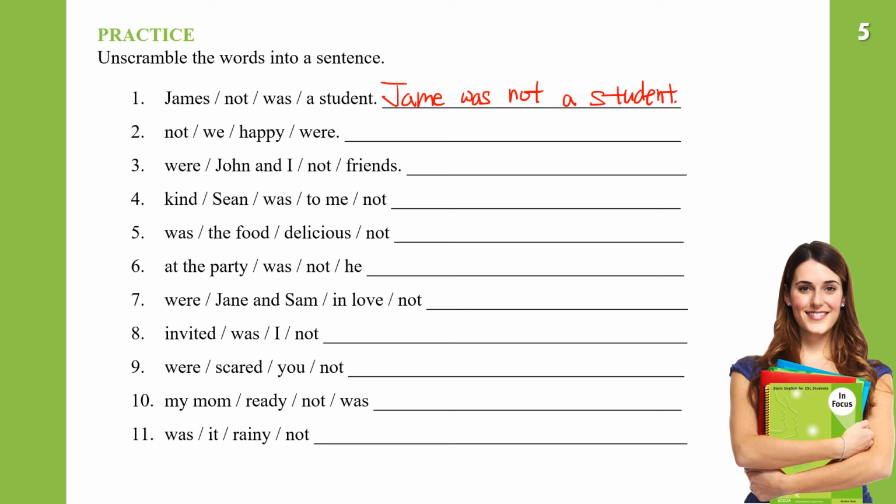Very good. And what is the subject on the second sentence? Yes, we. And then the verb is we were, and we put not. We were not happy. Okay, find the subject first. Yes, John and I, which means we, right? So we need a verb, were, because John and I are plural. And then not. And we need a complement, which is friends. John and I were not friends.